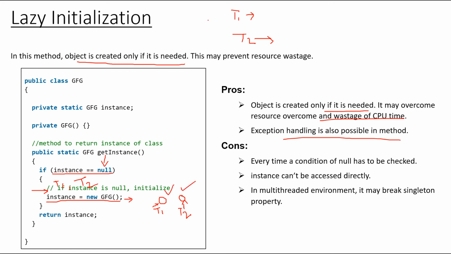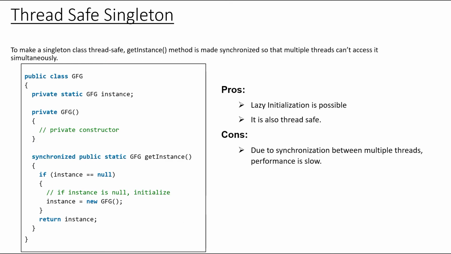So here you can see that if we have two threads, there is a possibility that they are going to create their own instance of that particular class, which is clearly not justifying the singleton design pattern, right? So how can we overcome this problem? To overcome this problem, we can create a thread safe singleton class.